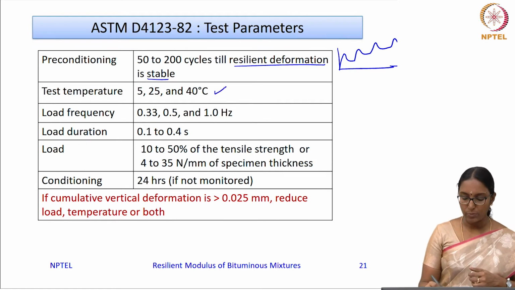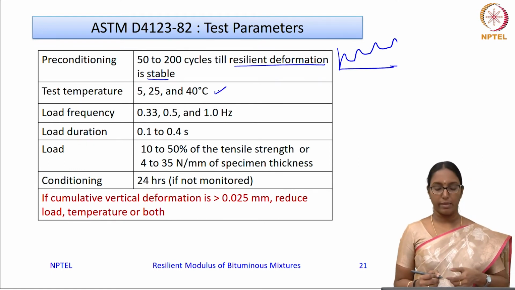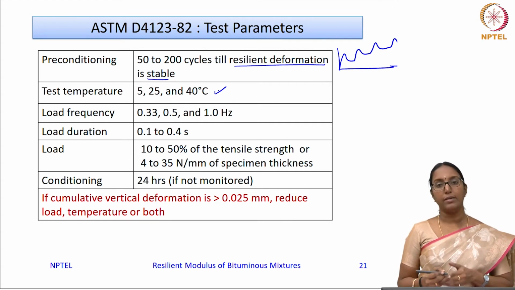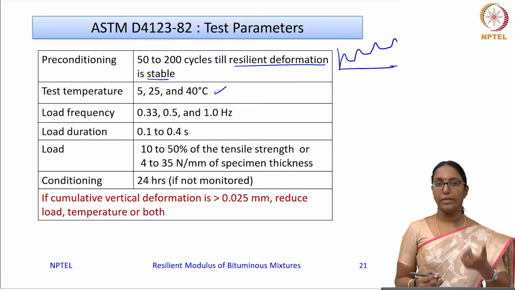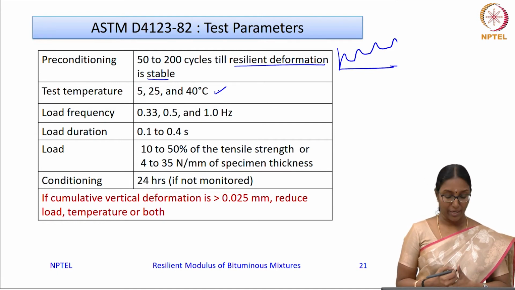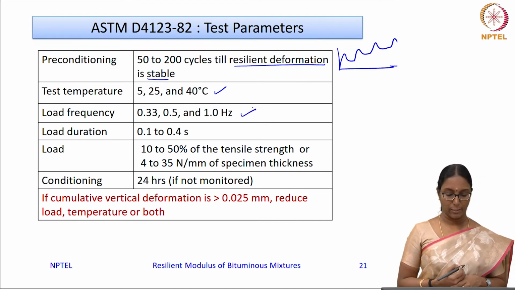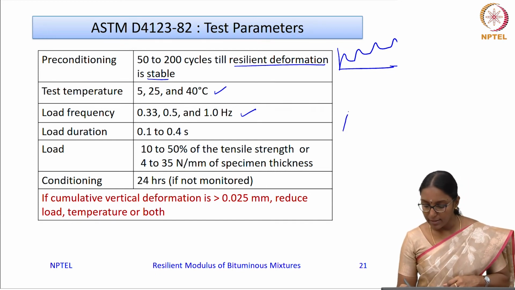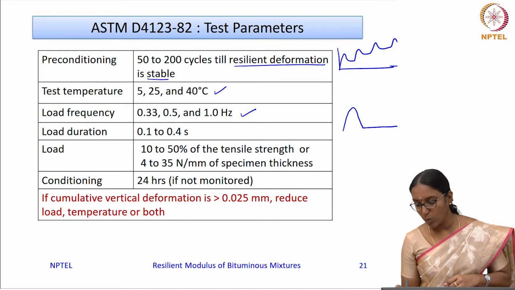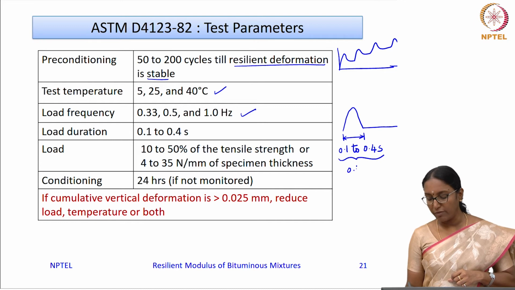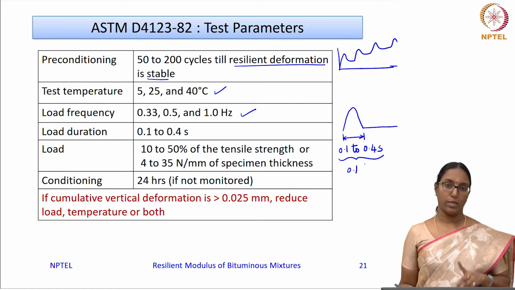Now, the test temperature as specified is that you can do it at 3 possible temperatures. One is 5, 25 and 40 degrees Celsius. And at every test temperature, you can either do it at one frequency or different frequencies can be tried out. For example, you can have load frequency of 0.33, 0.5 or 1 Hertz. Now, as I said, it is a load Haversine wave with a rest period. Now, this load duration can be 0.1 to 0.4 seconds. This is what it is mentioned in the code, and it is ideal to choose 0.1 second in order to consider the traffic loading. That is what is mentioned.